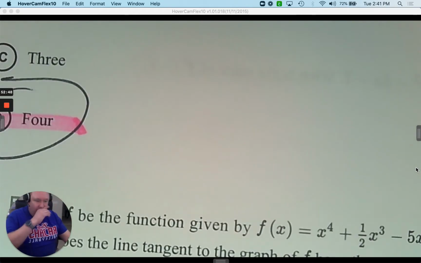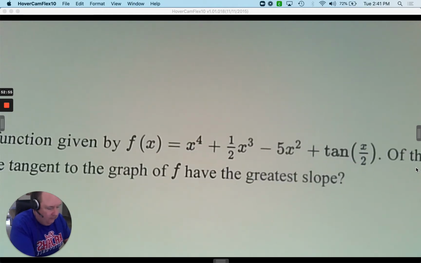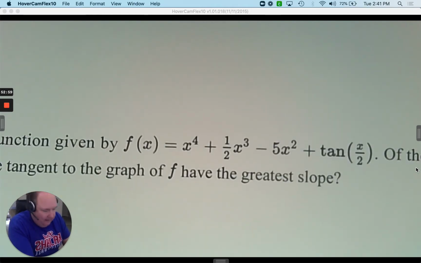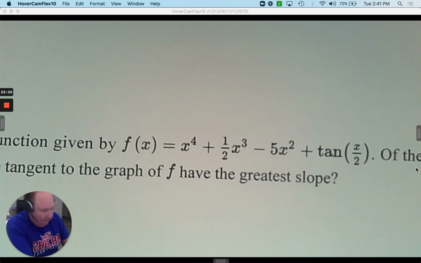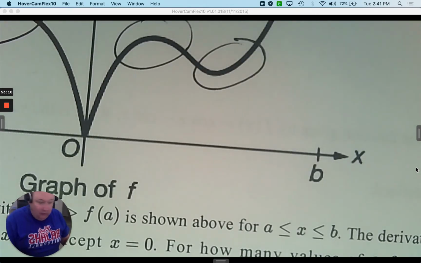Number 35. 35 says to use a calculator. So let f be the function. f at x equals that. Of the following values of x, at which of the line tangent to the graph of f has the greatest slope? So the greatest slope would be the greatest number.